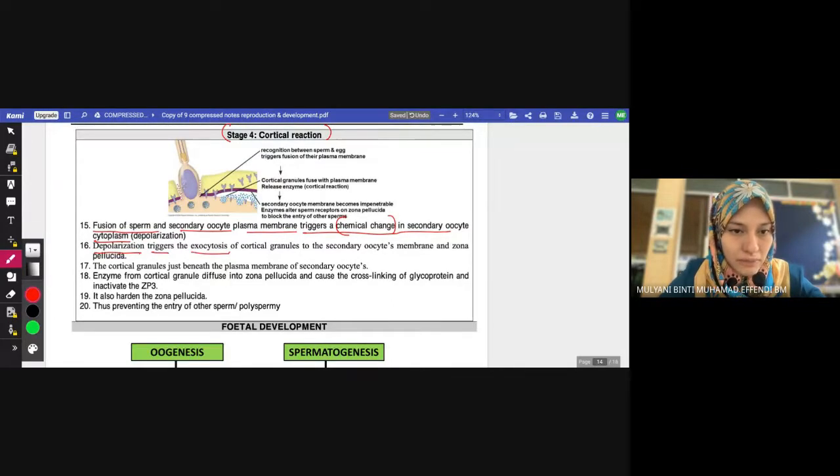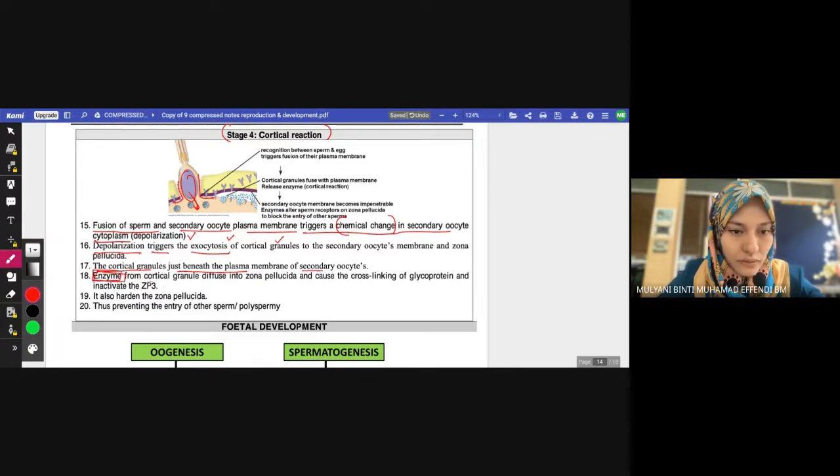Saya ulang so bila sperm dah fuse, membrane dia ni, nampak ni membrane dia dah fuse, konten pun dah masuk. So kemasukan konten ni, nukleus ni ke dalam secondary oocyte akan menyebabkan mulanya satu depolarization. Depolarization ni akan menyebabkan exocytosis of the cortical granules in the secondary oocyte. Okay. So the cortical granules just beneath the plasma membrane of the secondary oocyte akan secrete enzyme. Inilah poin yang ke-18 ni, enzyme.